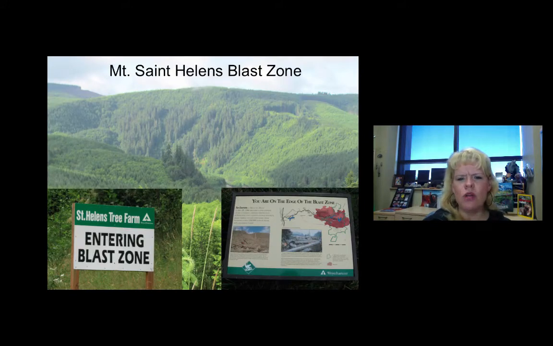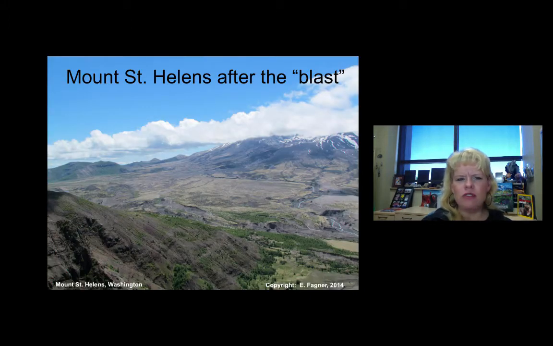So the blast zone looked like this prior to the eruption. That's an old growth forest. They are now replanting the St. Helens tree farm to try to bring back the area that was devastated in the 1980 eruption to its current state. After the blast, you can see this entire section here used to be that same kind of wooded forest, and it was just totally eliminated in such a short, brief few minutes of time.